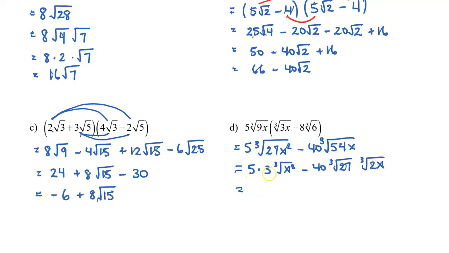So now we have 5 times 3, which is 15, cube root of x squared. And then minus 40, and the cube root of 27 is also 3. So 40 times 3 is minus 120, and then cube root of 2x as well. And that's it.